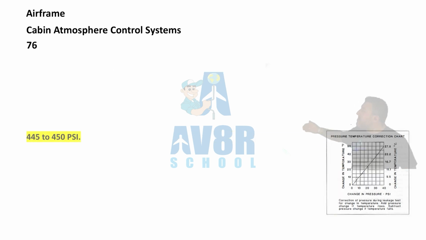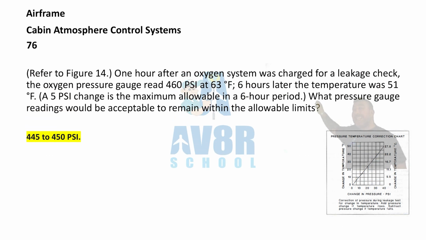Number 76, we have another figure here. So we go into figure 14. One hour after oxygen in the system was charged for a leak check, the oxygen pressure gauge read 460 psi at 63 degrees Fahrenheit. Six hours later, the temperature had dropped down to 51. A 5 psi change is the maximum allowable in a 6-hour period. What pressure gauge readings would be acceptable to remain within allowable limits? So the answer is 445 to 450 psi.